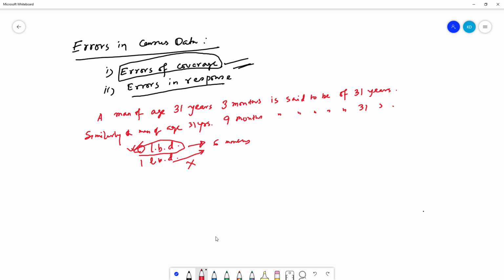This heaping occurs at the cost of other ages, which show a deficiency of people. This is particularly noticeable at ages like 13, which tends to be avoided, especially in Western countries. This type of error may be called careless error.